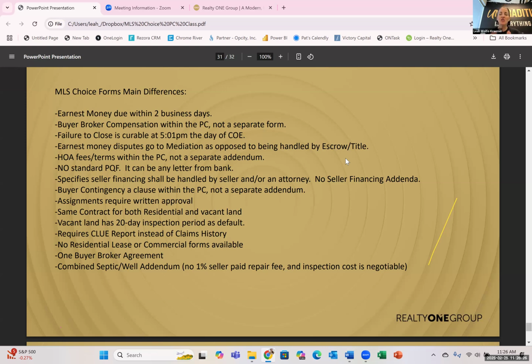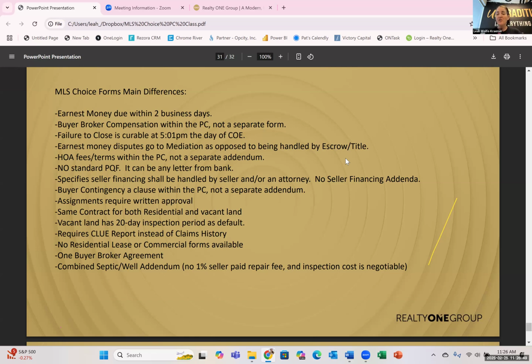This is just a general note. It has nothing to do with this contract itself. There's no residential lease or commercial forms available, just a heads up. So if you joined the non-member option and you intend to do residential leases or use AAR forms for commercial purposes, you will have to rejoin AAR and be a Realtor member to have access to those.